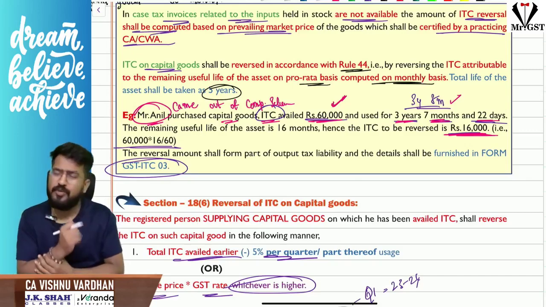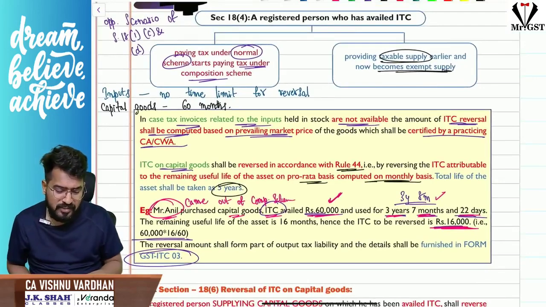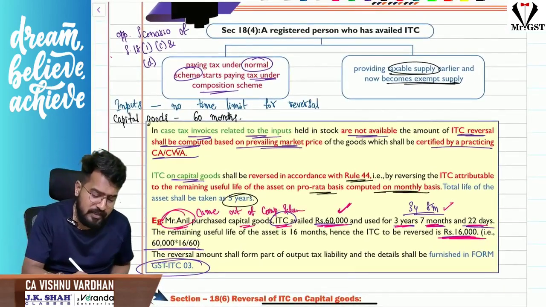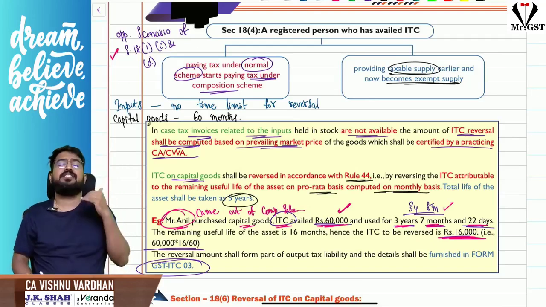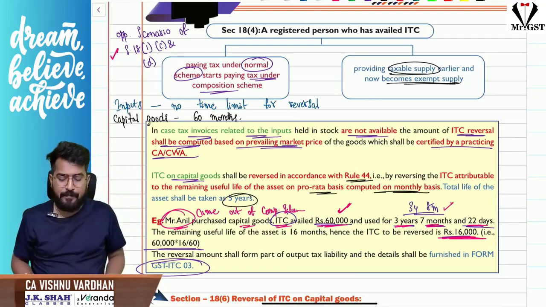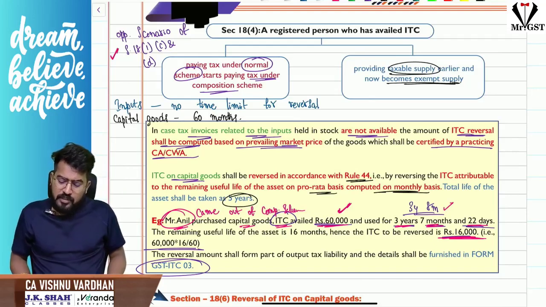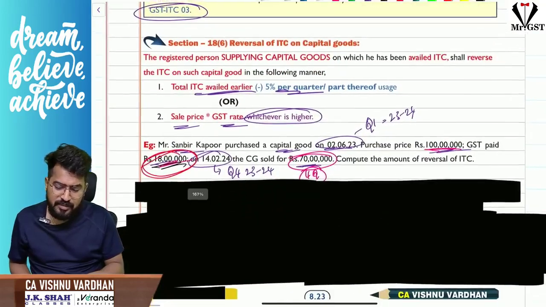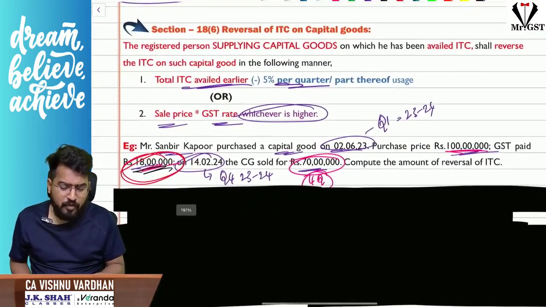Okay, so with this we are done with section 18 subsection 4 also. Simple, 18 subsection 4 is nothing but exactly the opposite scenario of section 18 subsection 1 clauses C and D. Hope it is clear. Okay, now let us go with 18 subsection 6. What is 18 subsection 6?